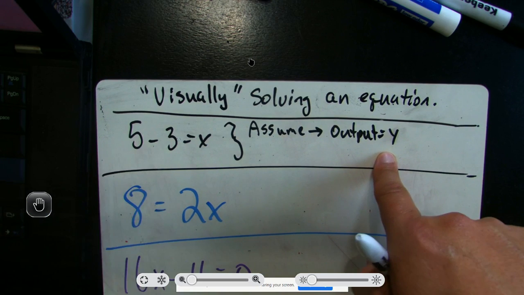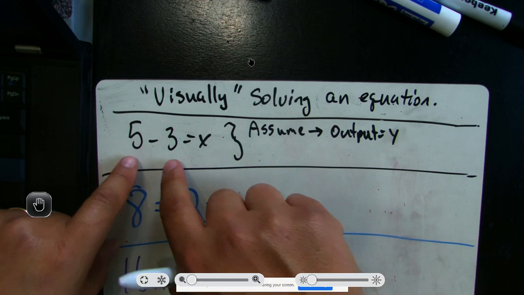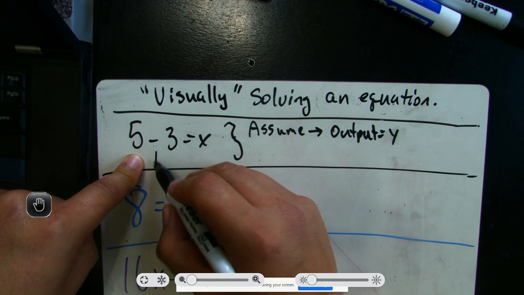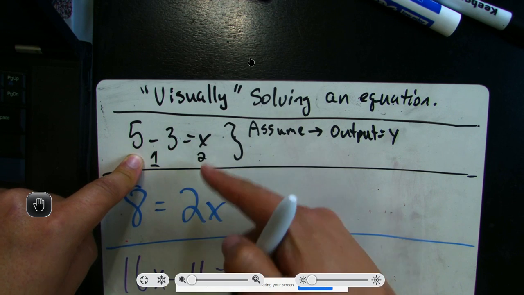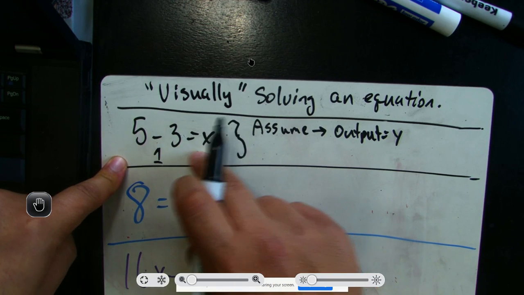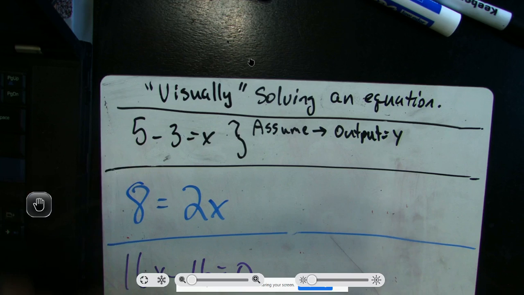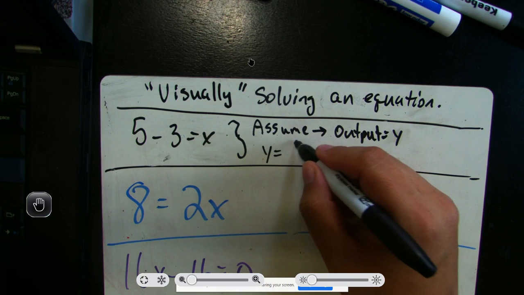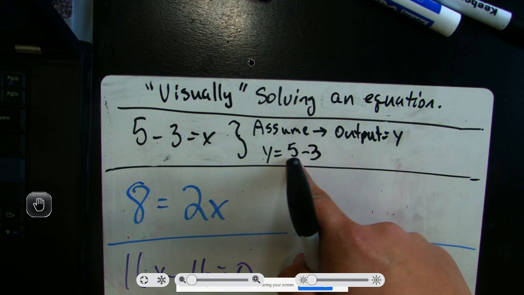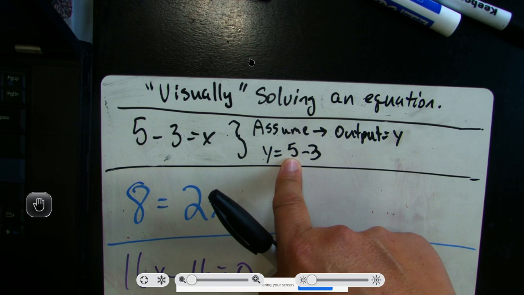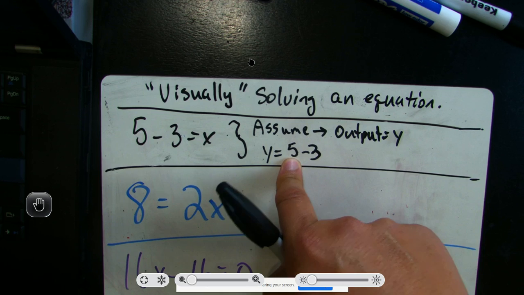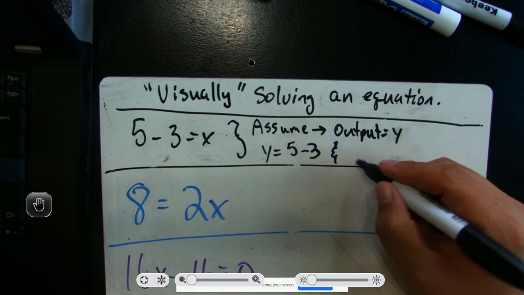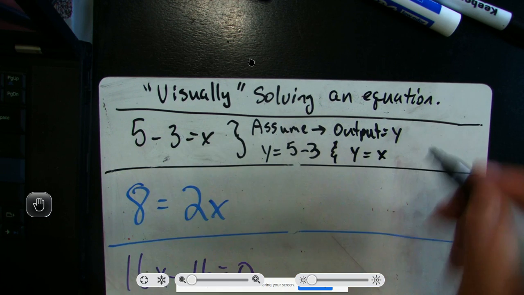Keeping that in mind, if this is our assumption and our rule to help us visually solve this equation, then I'm going to start looking at the first expression. My first expression is 5 minus 3, and the second expression is x. So I'm going to start with y, my output, equals 5 minus 3. That's my first actual equation I'm going to type into Desmos. Then the next one would be this variable, x. So my output is equal to x.